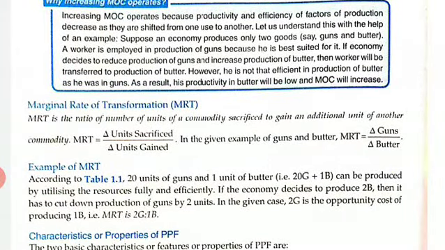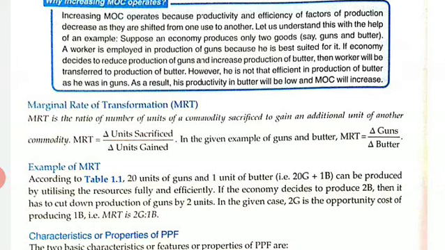Next we are going to see MRT. MOC and MRT are almost the same, just MRT is in ratio form. MRT is the ratio of the number of units of a commodity sacrificed to gain an additional unit of another commodity. So MRT is del units sacrificed by del units gained. In the above example of gun and butter, MRT is del gun by del butter. In order to gain 1 unit of butter, how much gun are you sacrificing?